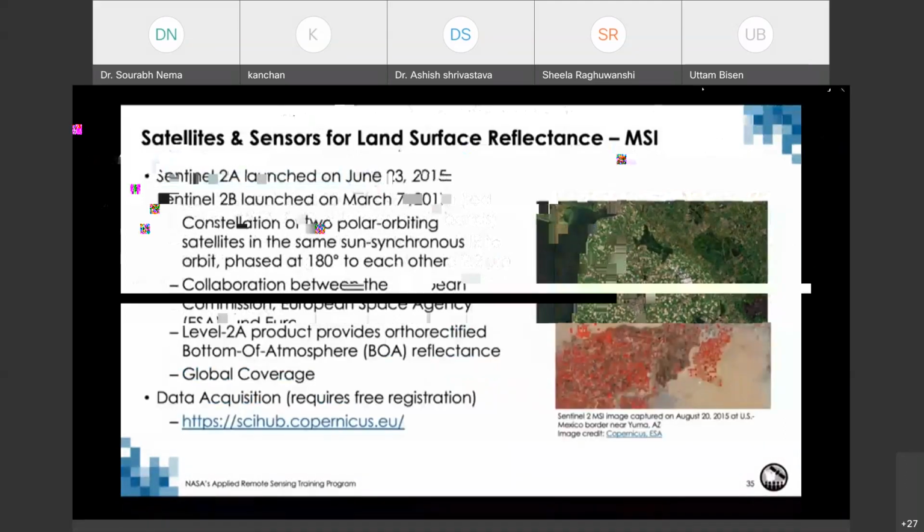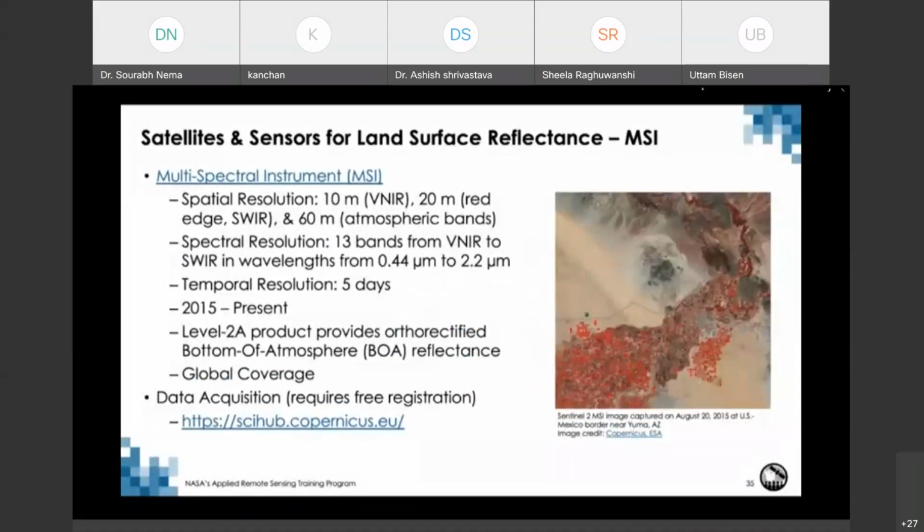The global acquisitions of high spatial resolution multispectral images with a high revisit frequency make the bottom of atmosphere products very useful for crop type classification, detection of tillage, yield modeling, and multi-sensor fusion. The 3 bands, bands 5 to 7, that capture vegetation red edge at 20-meter spatial resolution are especially useful for agriculture and vegetation applications. The Level 2A product provides orthorectified bottom of atmosphere reflectance and can be acquired at the link provided at the bottom of the slide. The data is free, but you have to register an account with Copernicus.